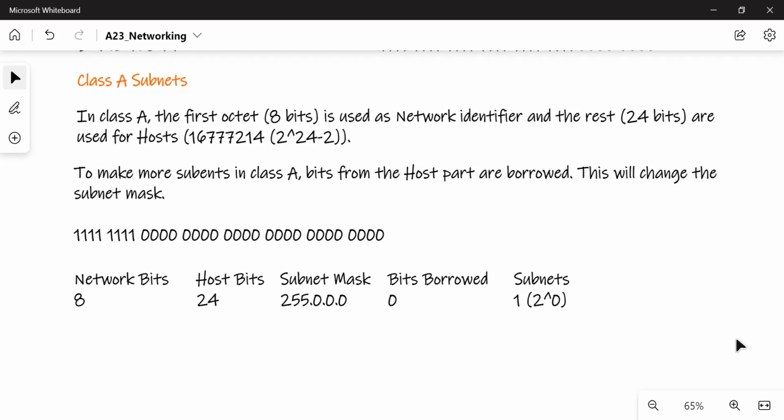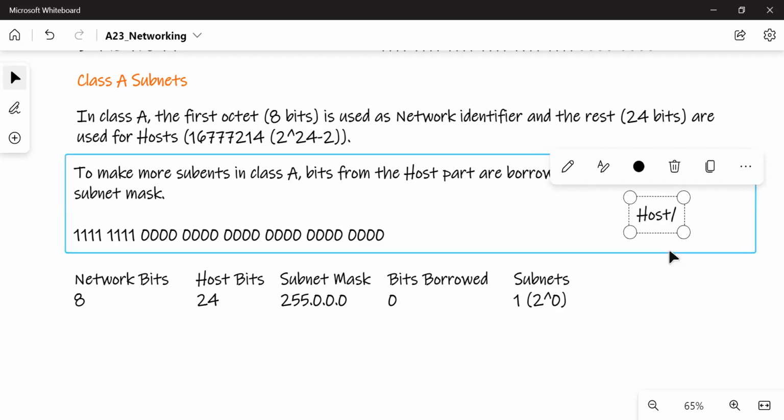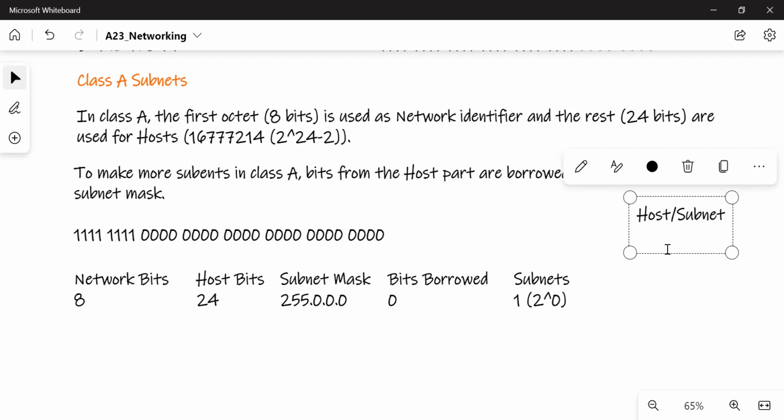Then we can say how many hosts in a subnet. So we can say, okay, number of hosts per subnet. Right now it's 16 million, right? Because this is the default one.